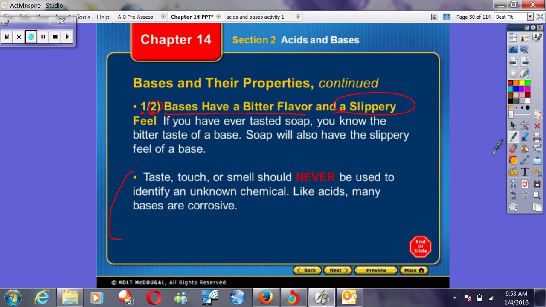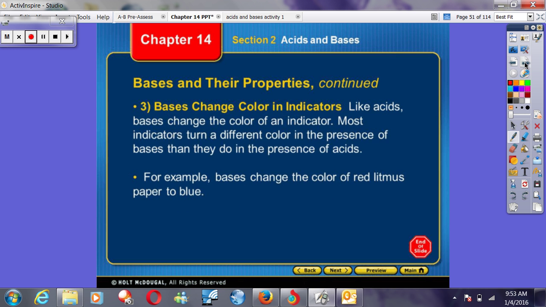Now, again, taste and touch should never be used, okay? And I say this because I had a dum-dum last year that tried to inhale some of our lab chemicals. Again, that's the quickest way to never do anything like that again, okay? So again, there's the first two. Number one, bases have a bitter flavor, and number two, they're slippery, okay? Pause anytime you need to.